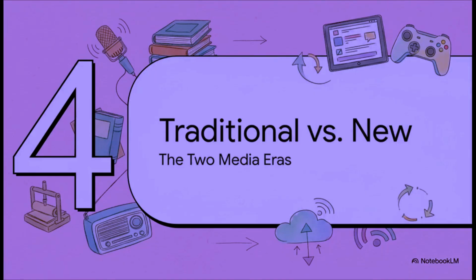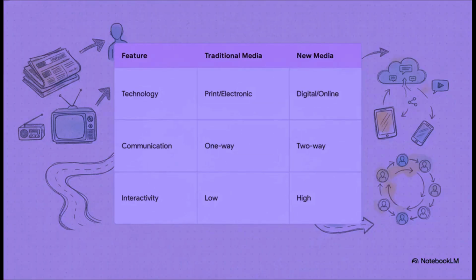Okay, time to zoom out a bit. We can basically take everything we've talked about and sort it into two giant buckets: the classic old-school media and the modern interactive stuff we use every day. Now, if you look at this chart, the absolute game changer is the communication style. Traditional media, like an old newspaper or a TV broadcast, was a one-way street. Information flowed from the creator to you. End of story. But new media, which is all digital and online, it's a two-way conversation. It's super interactive, letting you comment, share, and even create and upload your own content.